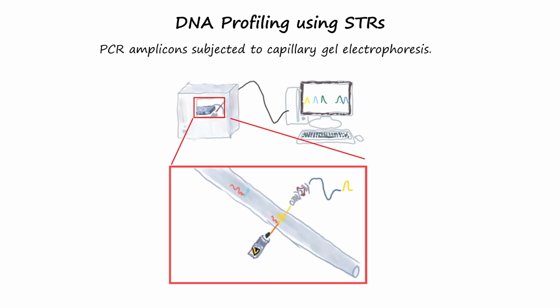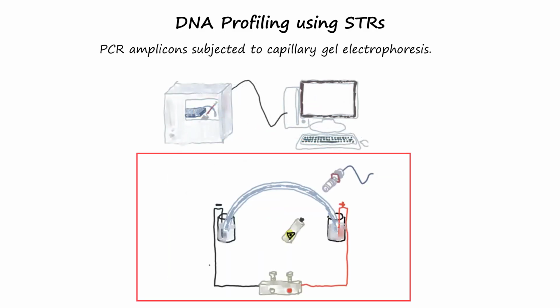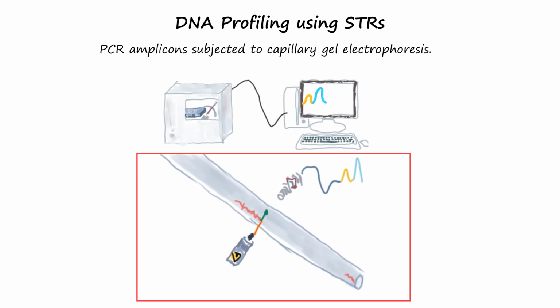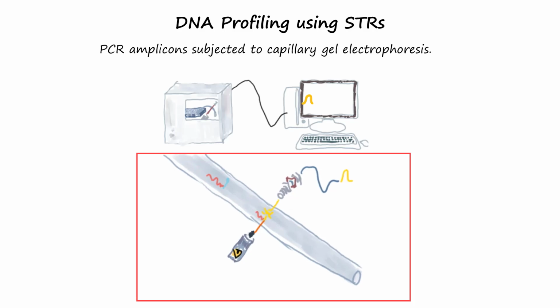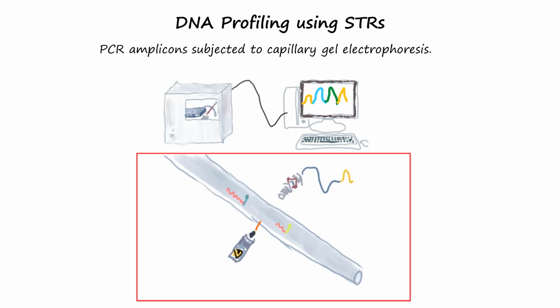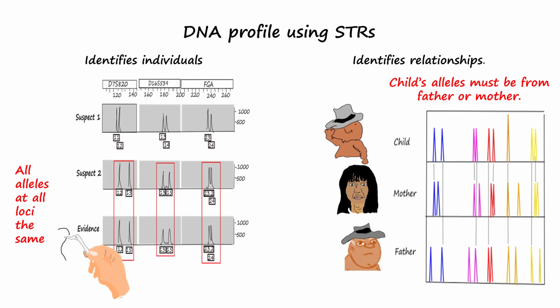When amplicons pass through a capillary gel electrophoresis system, the smaller fragments migrate faster and pass across the path of a laser beam first, followed by fragments of increasing size which migrate slower. The laser causes dyes attached to the amplicons to fluoresce and be detected by the camera, resulting in a series of peaks which can identify individuals and relationships.